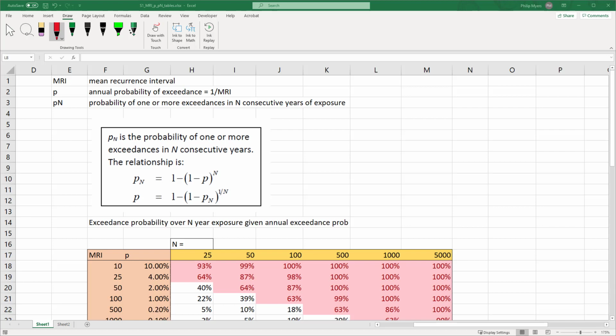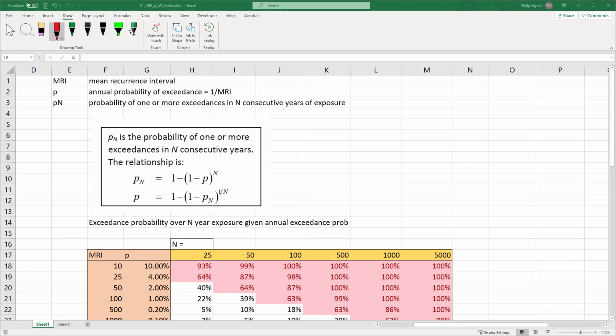Pn is the probability of one or more exceedances in a consecutive n-year period. Let's call Pn the exposure probability, which is understood to mean over n years. It's the probability of your favorite number coming up in n tosses of the die. There are two formulas that can be used to build this table. The first one relates Pn to the exposure period n and the annual probability of exceedance, which is little p. The second formula is the inverse, giving the annual probability of exceedance from Pn and n.